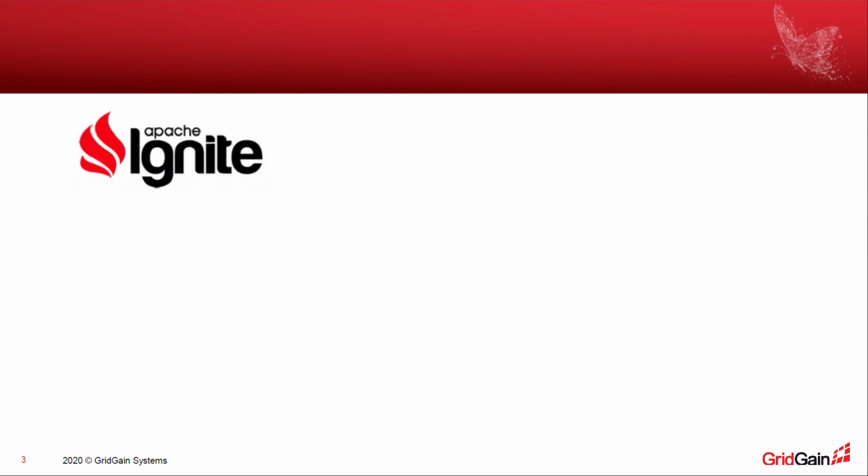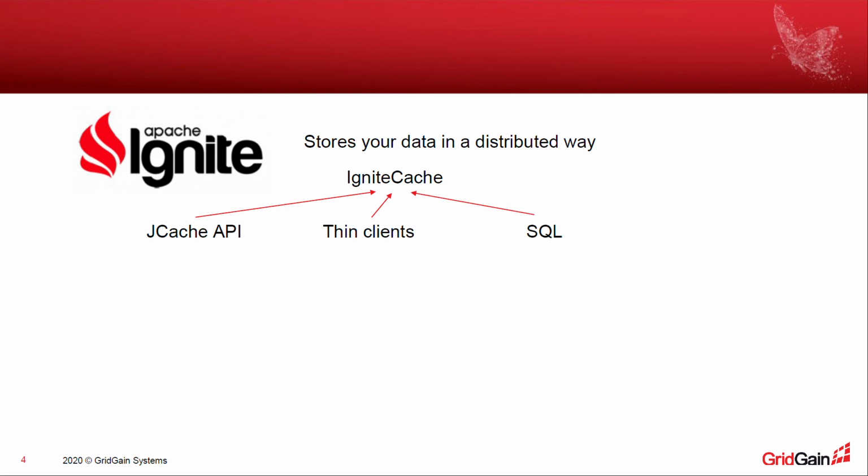I will not present today what Apache Ignite is. I think most of you already know. I will shortly say that it is a distributed data storage. It stores your data in a distributed way, and it can be accessed in several ways, with the cache API or SQL or even thin clients in different languages.